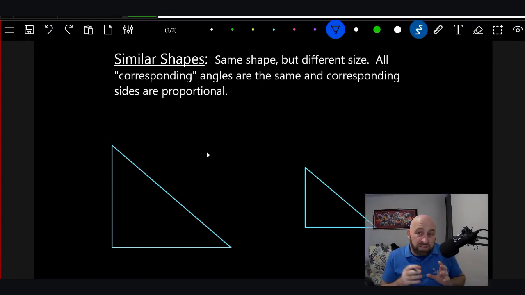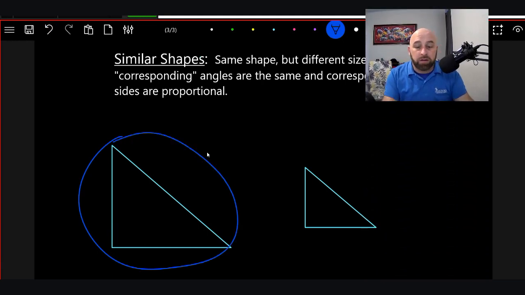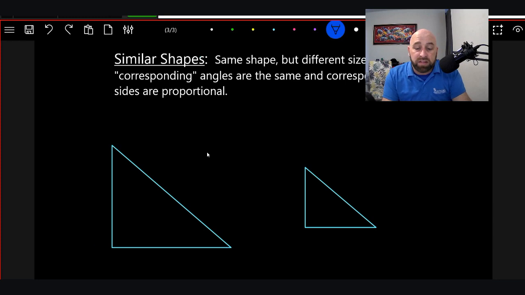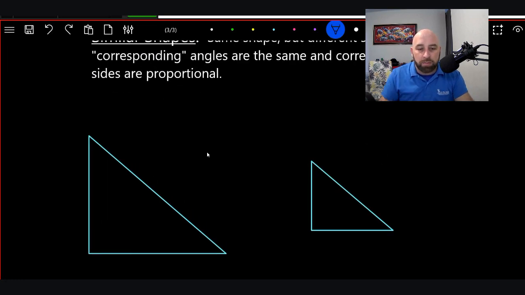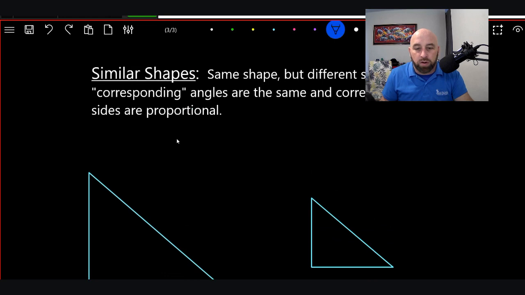One of them is bigger. The one here on the left is bigger than this one on the right. But other than that, they're the same. Notice it says all corresponding angles are the same. Well, what does that word corresponding mean? That's important to understand. It's a new word. We haven't used that word before. So what does this word corresponding mean?